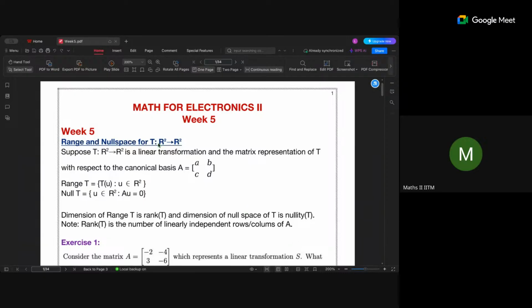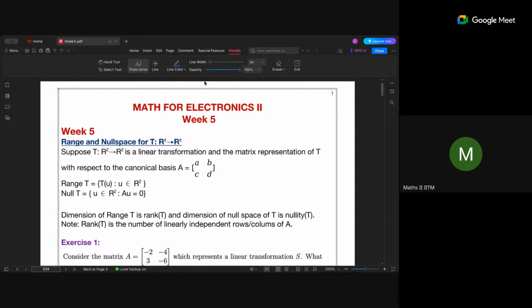So let us consider a transformation T from R2 to R2. You know that if you have the matrix representation like this, it will be a 2 by 2 matrix, right? And the range and null space are defined in this way. Either you have AU or TU, it does not matter. Range of T is TU for the set of all U in R2. Similarly, null is the set of all U in R2 such that AU or TU is equal to 0.